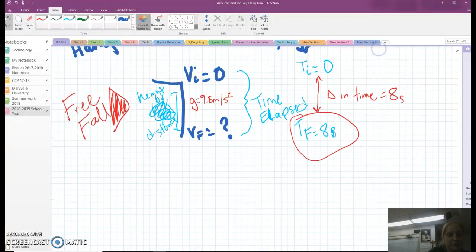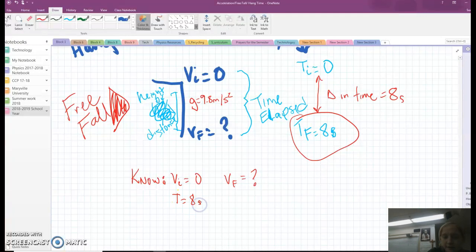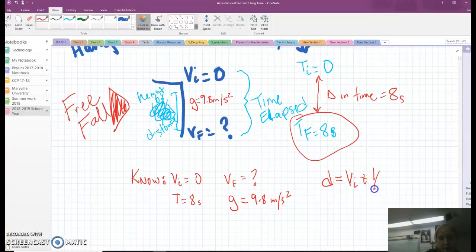So remember I said use the KNEW strategy. I know VI is 0, V final is unknown. I know T is 8 seconds. And I know G, because I memorized it, is 9.8 meters per second squared. So I can now solve for distance. Distance is VI plus 1/2 GT squared.